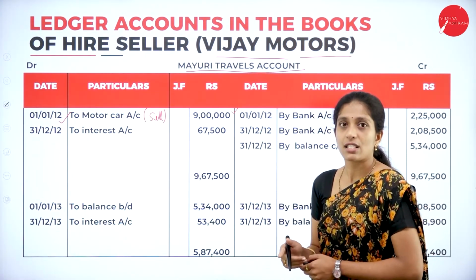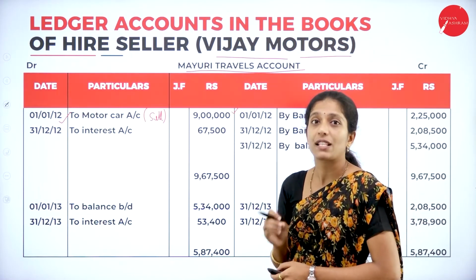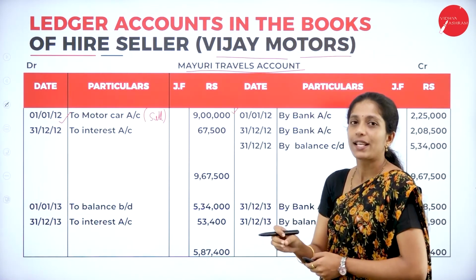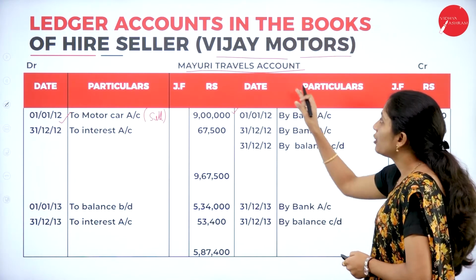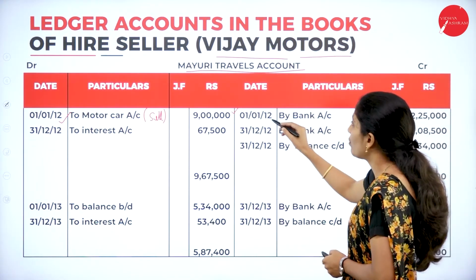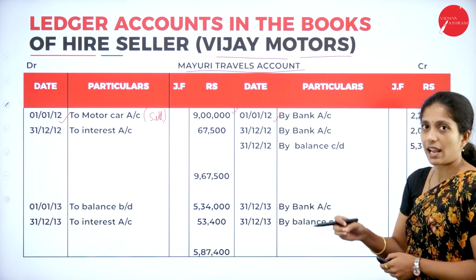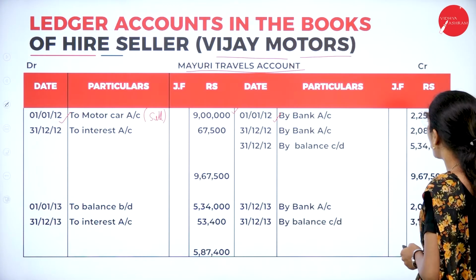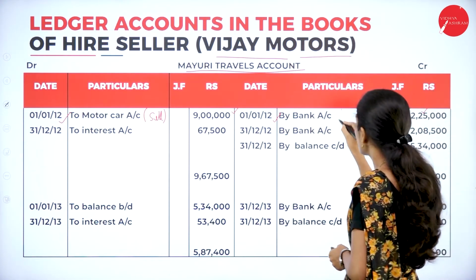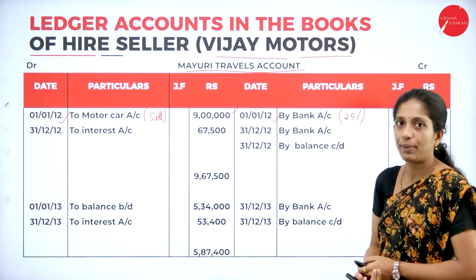And the second entry is for what? Receiving the down payment. They have received 25% as down payment, right? So what is the entry? Bank account debit to hire purchaser account. On 1/1/2012, that is on the date of purchase, he has received the amount. So by bank account 2,25,000. This is 25% of the amount, that is the down payment.